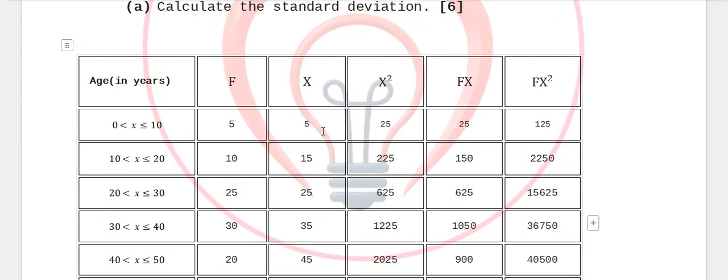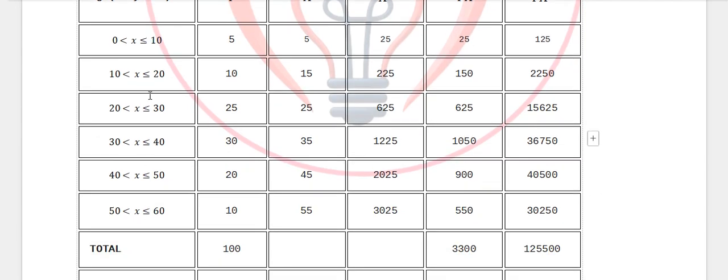The x, we need to do this. This is how you find this x. You add the first and the last one here and divide them by 2. So it is 0 plus 10 divided by 2, which is 5. 10 plus 20, which is 30, divided by 2, which is 15. 20 plus 30 is 50, divided by 2, it is 25. And you can go on and so forth.